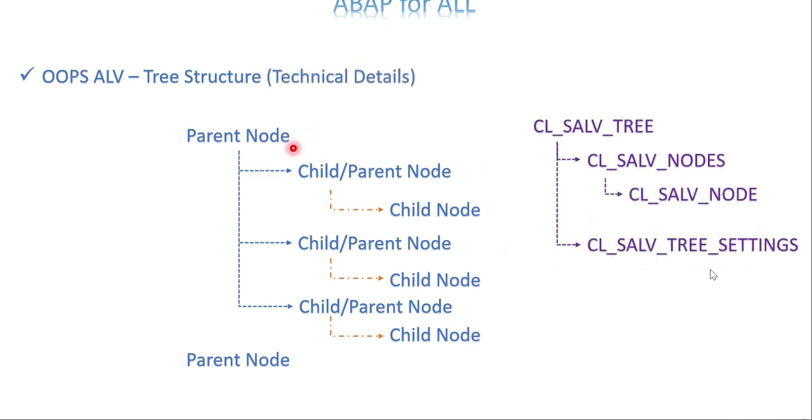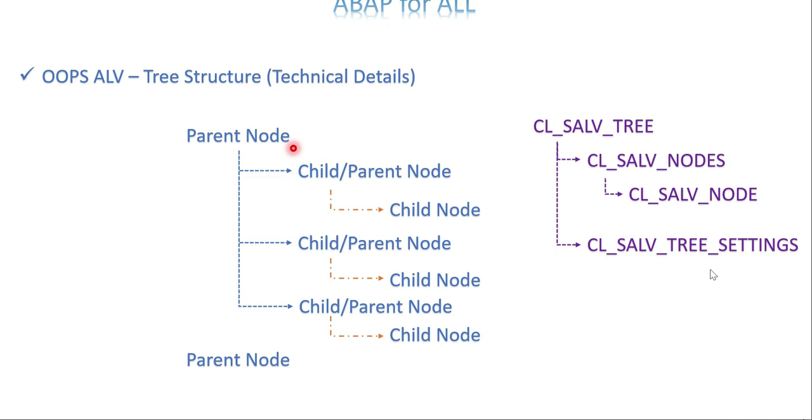So technical wise, we are going to use a minimum of 4 different classes from object-oriented ABAP. Probably this is a very simple tree structure, once you start adding an event and furthermore, probably you might require some other classes as well.